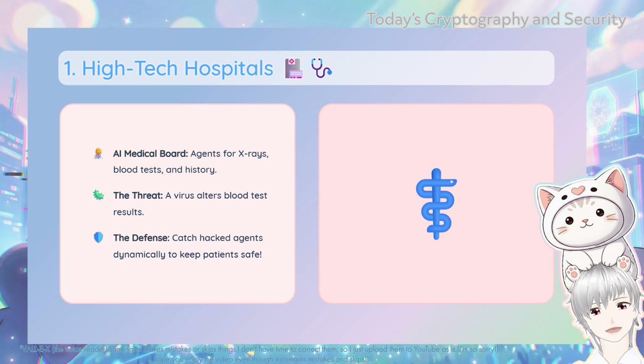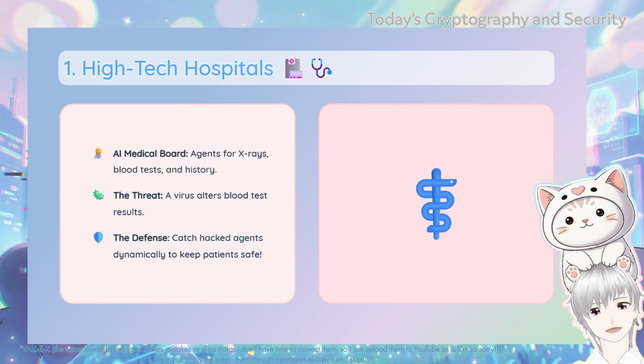First, think about a high-tech hospital using an AI medical board. Imagine a group of AI agents working together to treat a patient, where one agent specializes in reading X-rays, another looks at blood tests, and another reviews the patient history. They all talk to each other to figure out the best treatment.